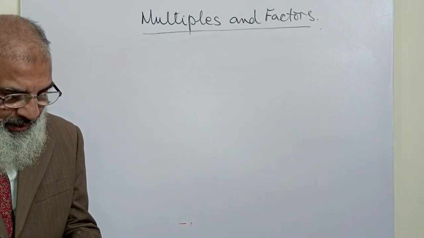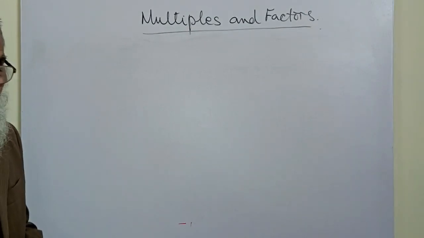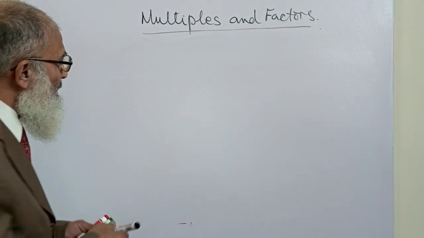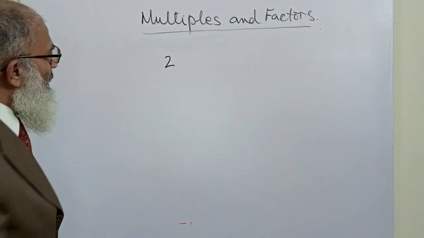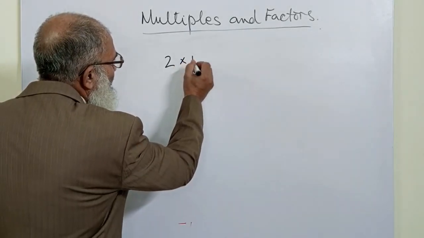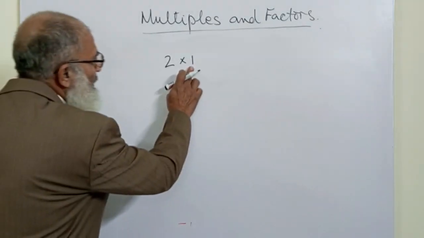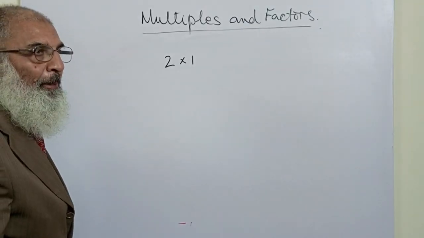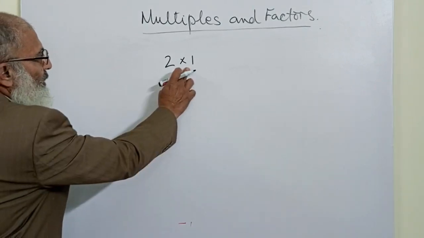Well, to define, the multiple of a number is found when you multiply that number with a positive integer. That means if you have a number, say 2, and you multiply with a positive integer. We have already studied integers, so this is a positive integer. And I have also told you, when there is no sign written at the left side of an integer, then it means it is a positive integer.